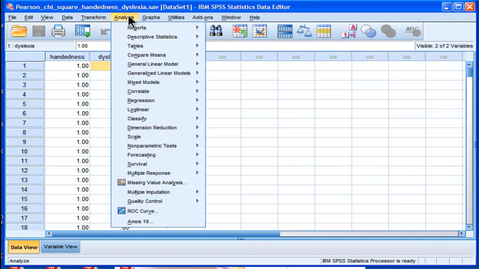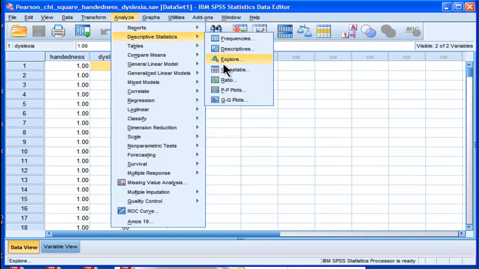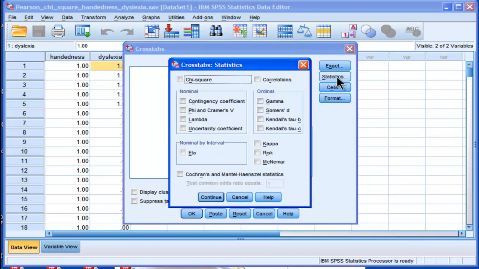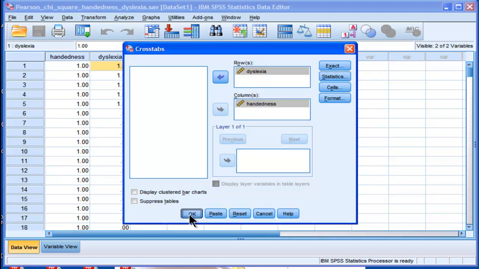Well, we can go into Analyze, Descriptives, and Crosstabs, and I'll put handedness in the columns and dyslexia in the rows. It wouldn't matter which way you did it, but I've got a follow-up lecture on contingency table analysis, and that's how I inputted it into the table. So I'll do it similarly in SPSS. Now for statistics, you click on statistics, you want the chi-square, and you want the phi and Cramer's V. Those are the two main options you would choose for a between groups contingency table analysis in terms of output that you'd want. Now click continue and click OK.